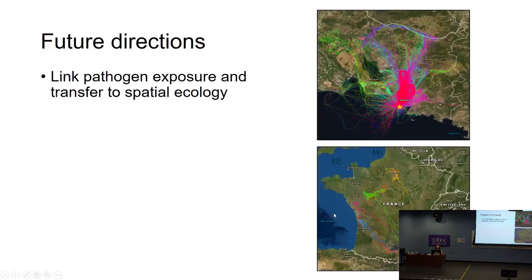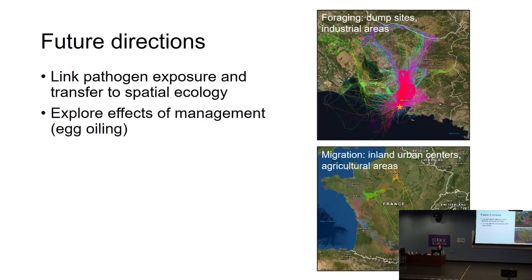So in the future, we're going to be linking pathogen exposure and transfer to spatial ecology. We have these great tracks from adults that show lots of foraging inland at dump sites and other fun places. And also these migrations of about a third of the tracked population up to urban centers and agricultural areas in northern and western parts of France. So that's a pretty solid indication that this population is interacting with important areas pretty far outside the Mediterranean.